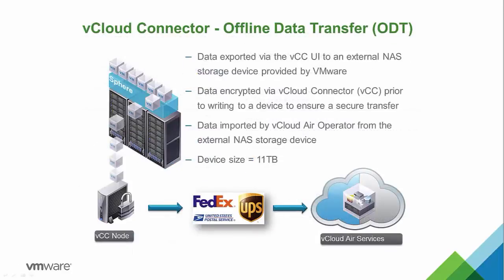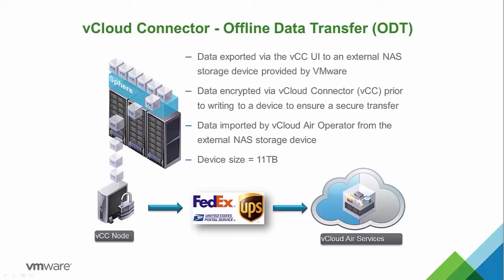environment. Looking at ODT in a little more detail, we can see that the service can be activated via the My VMware portal, and this enables the data to be exported from one cloud to another. As mentioned earlier, this is usually used for large amounts of data or large numbers of virtual machines. The data is exported via the VCC UI to the external NAS device that is shipped to you by VMware. The data is then encrypted by vCloud Connector prior to writing to the device to ensure secure transfer.